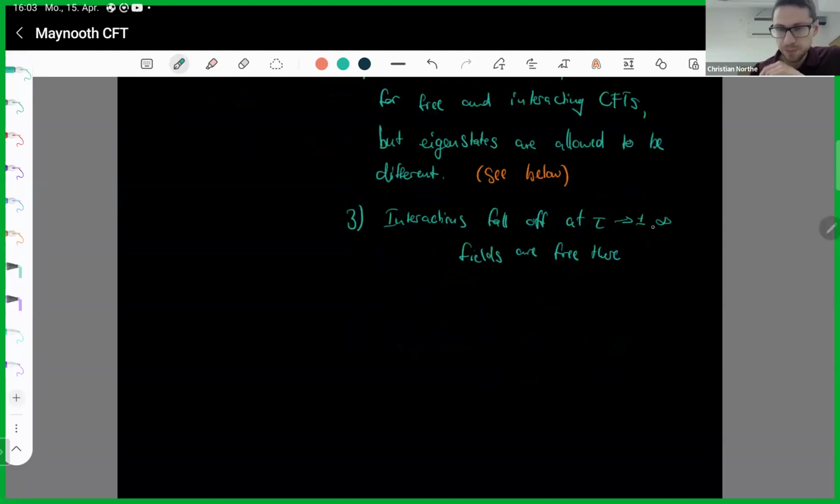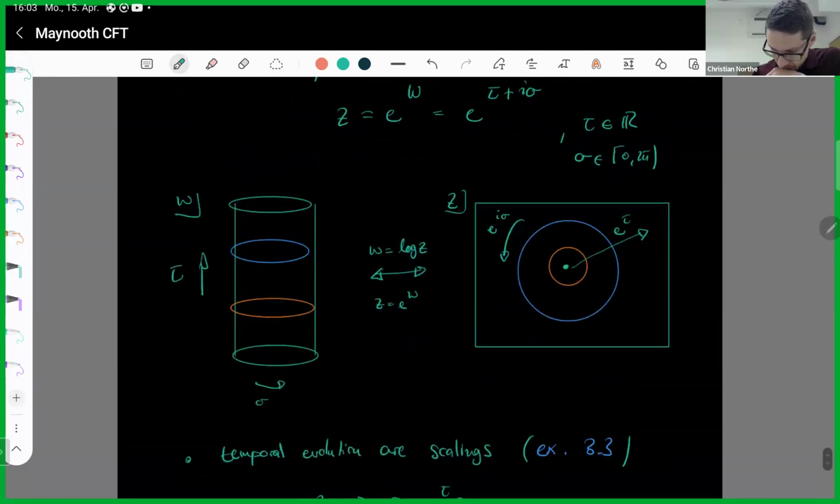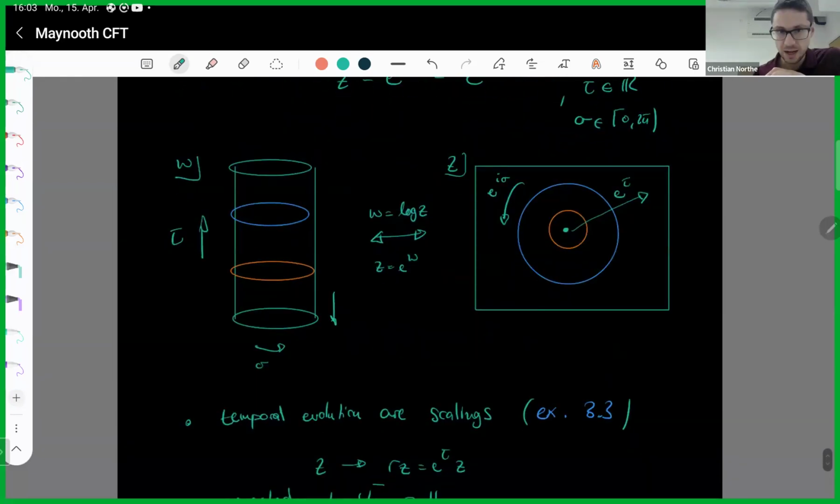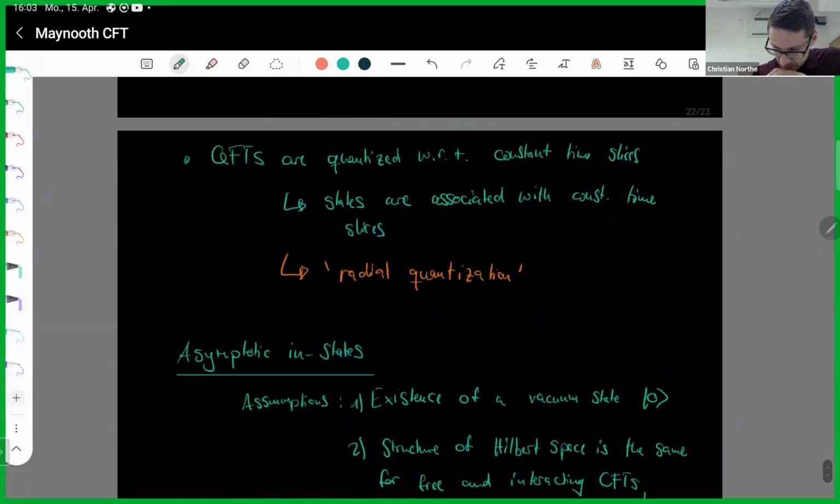So tau equals minus infinity. If I take e to the tau, it goes to e to the minus infinity. That means I am at the origin. So either I am at the very bottom of the cylinder, all the way down on the cylinder, or I am indeed at the origin on the complex plane. I'm not sure if you can see this right. So that's what that means.